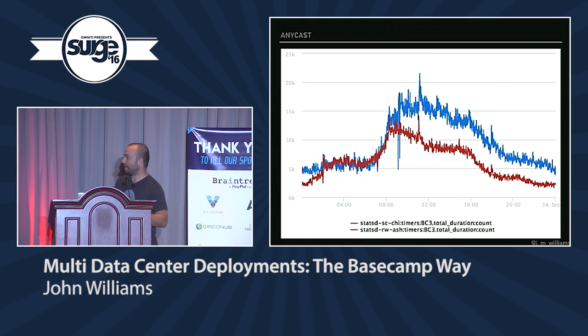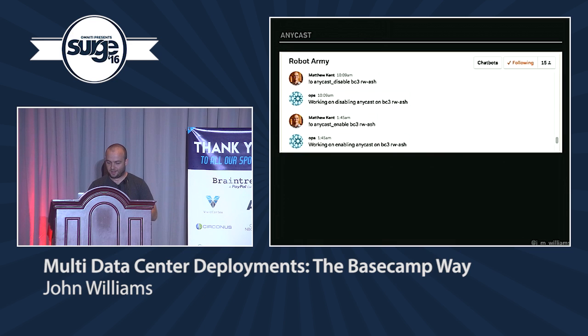Here's a chart of how things look on Anycast. You can see the blue is Chicago and the red is Ashburn. This is a normal day of traffic. You can see as the day goes on, the blue line gets heavier as the West Coast comes on because it's closer to Chicago. That's how traffic looks there.